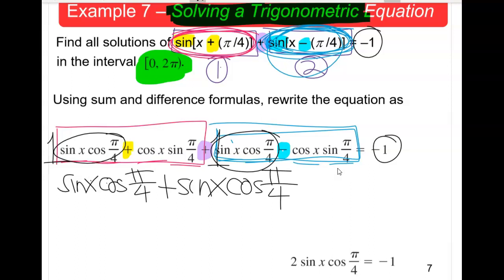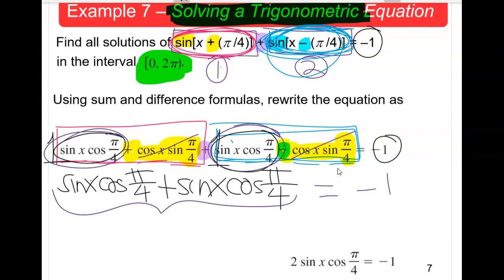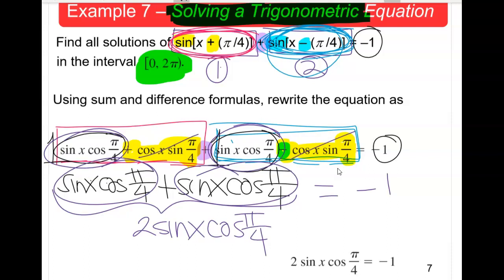Now you can notice that the cosine x, and let me highlight it, cosine x sine of pi over 4 has a positive sign here. And then we have the same expression, but now with a negative sign. And so that will be like having opposite numbers, like 2 minus 2, 3 minus 3. So we know that equals 0, or we say they do cancel out. So then we're just left with that and that. So if we add those two, we are going to get 2 times the sine x cosine of pi over 4, because we have two of those, is equal to -1, and that is what we have here.